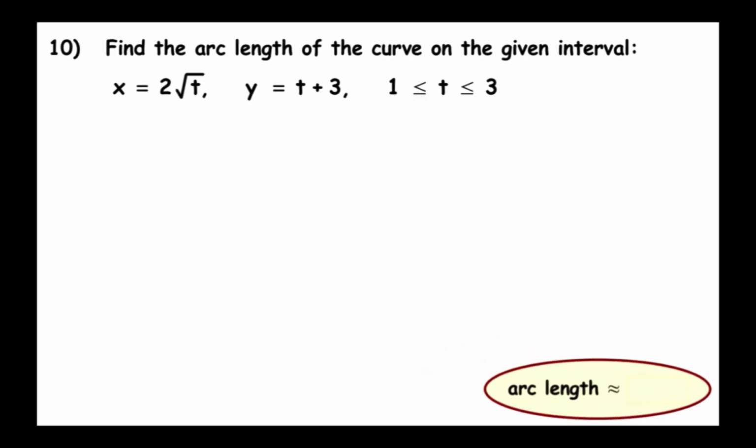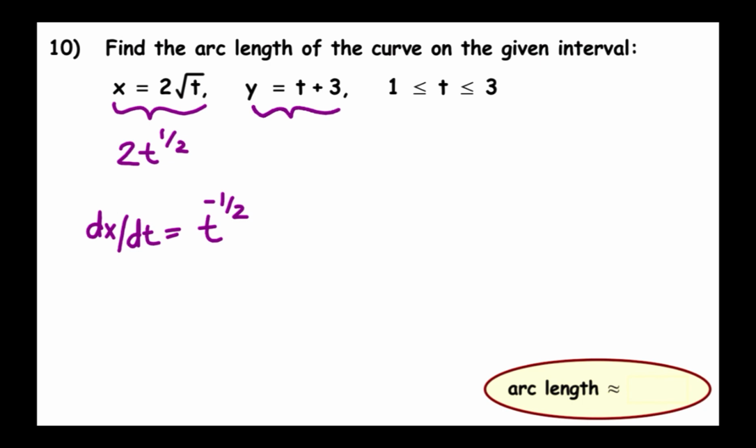Okay, let's find the arc length. Before we start, we're going to go ahead and take a look at this x. I'm going to rewrite this. That's actually going to be 2t to the half. I think that'll be a little easier. And so therefore, dx/dt is just simply going to be t to the negative half power. All right, obviously dy/dt is extremely easy. dy/dt is simply 1. And we can find the length.